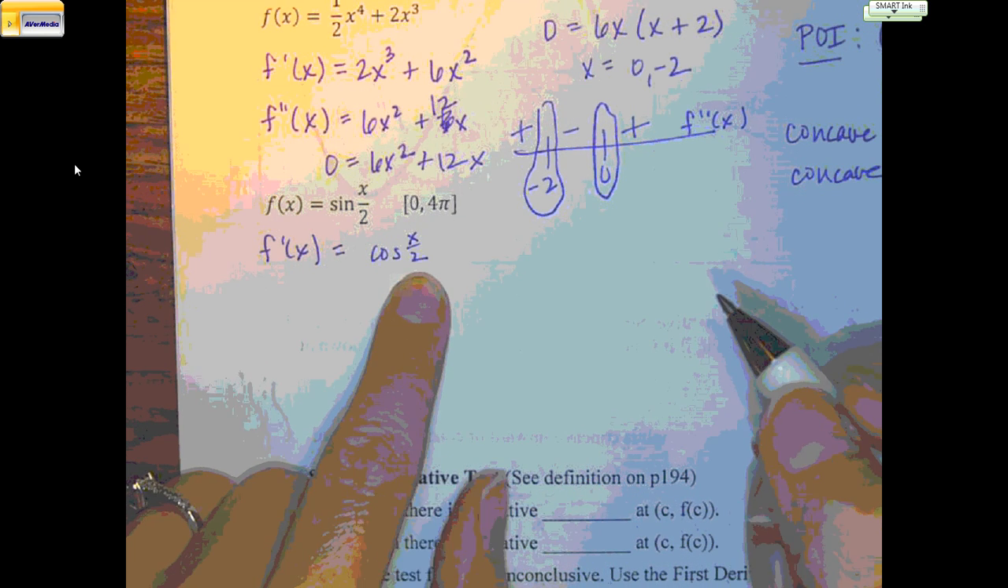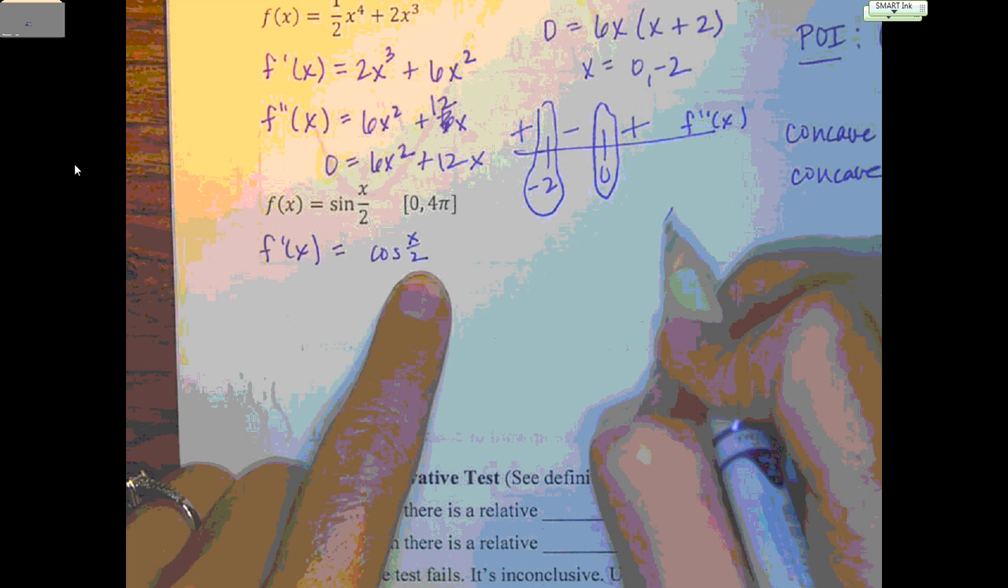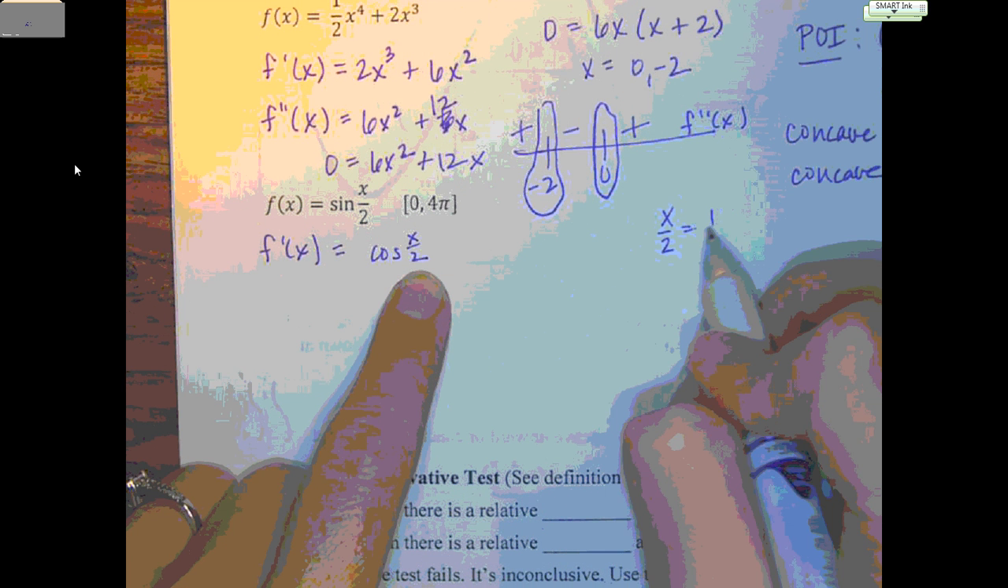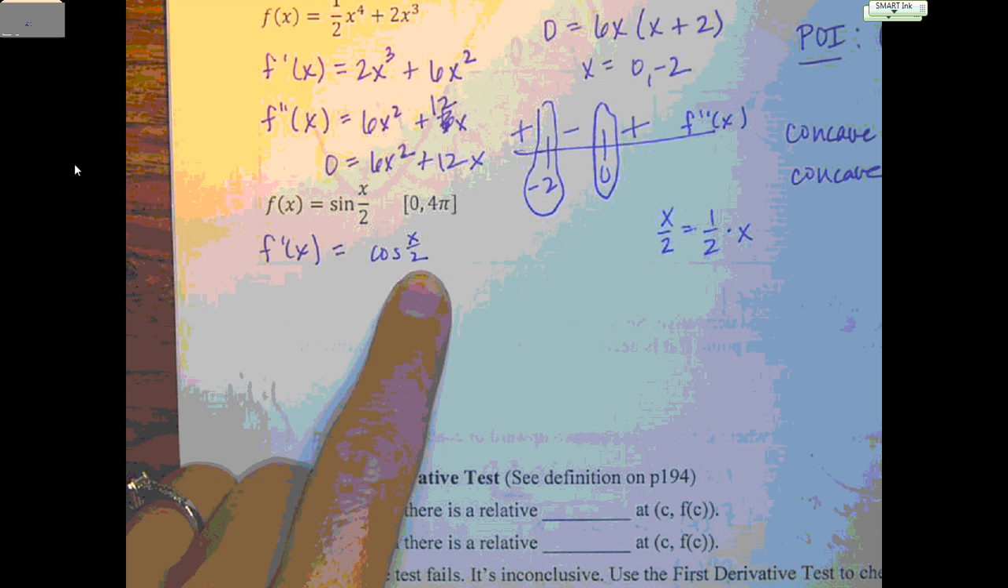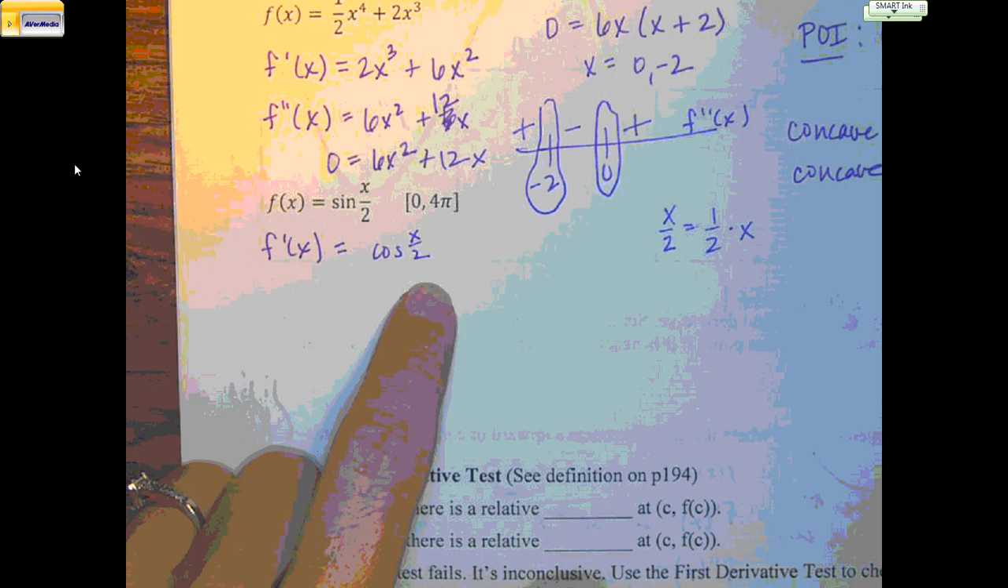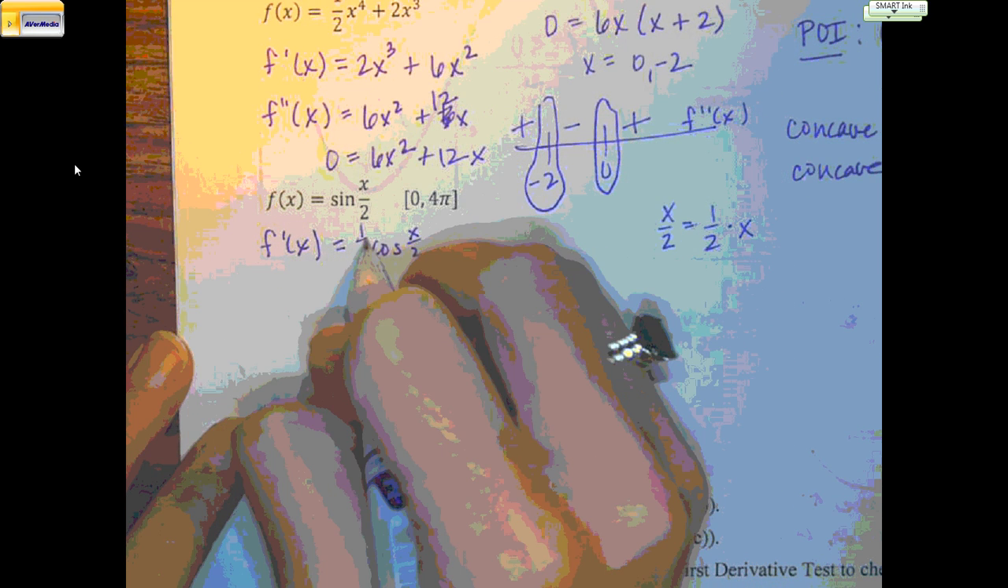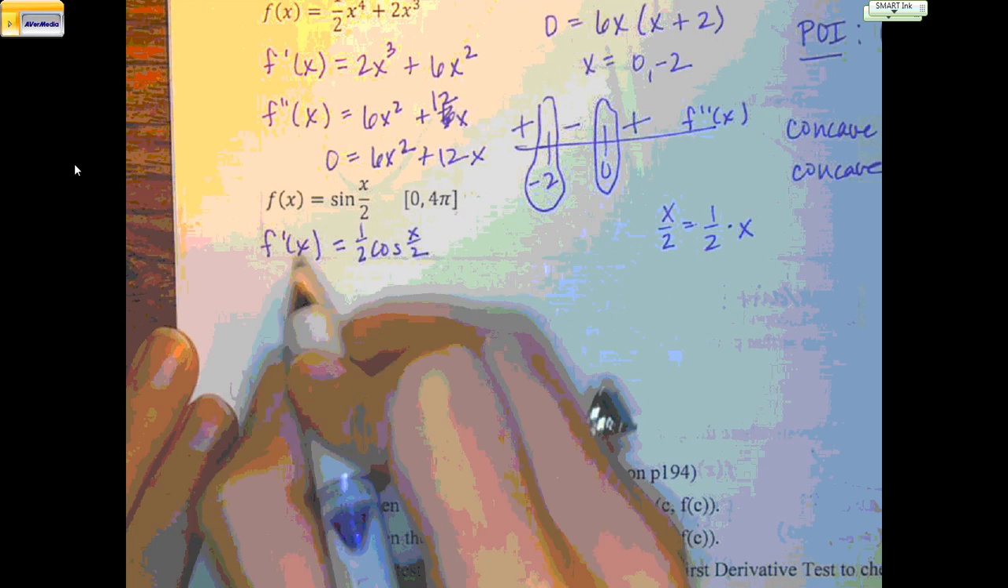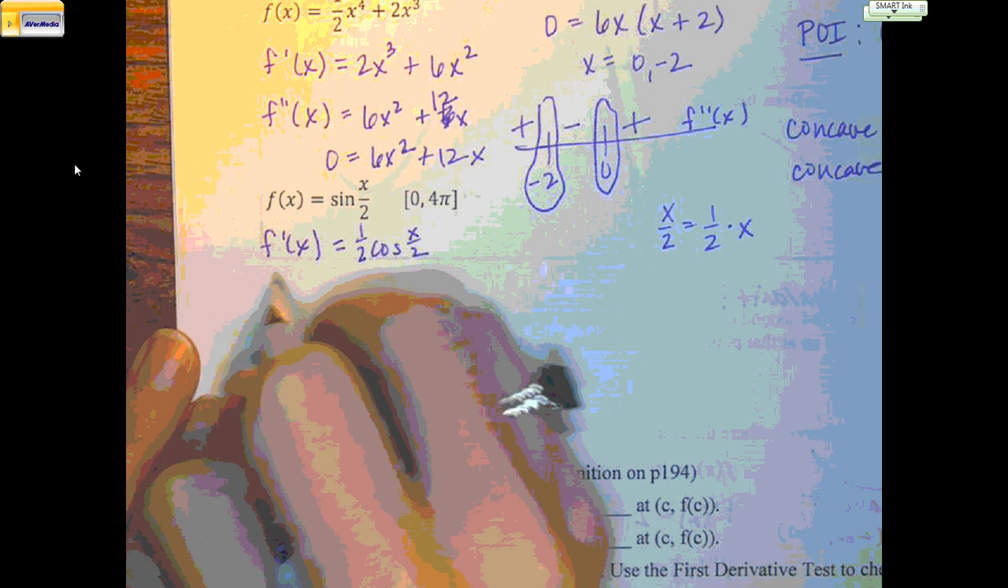Remember, x over 2 means a half times x. They're the same thing. So what's the derivative of the inside? A half. And I'm going to put it in the front because it just looks better up there. That's where it belongs.